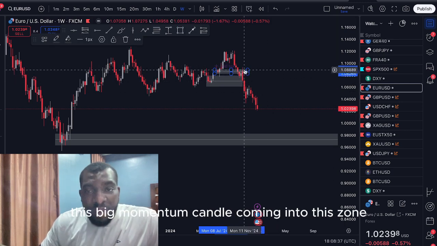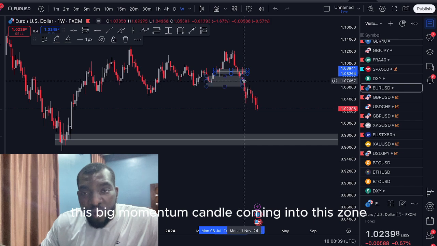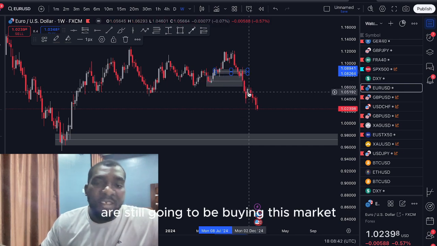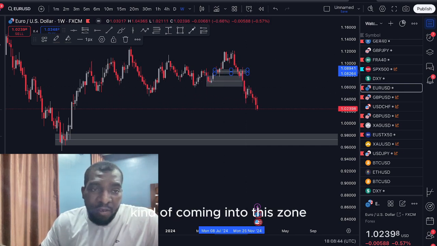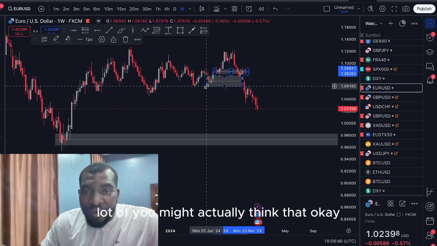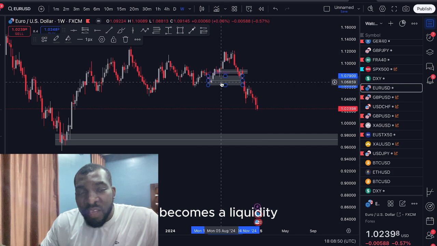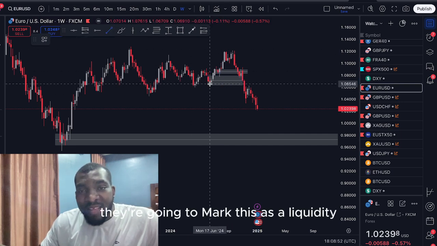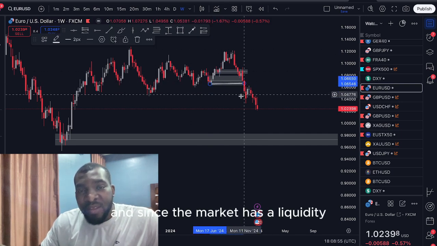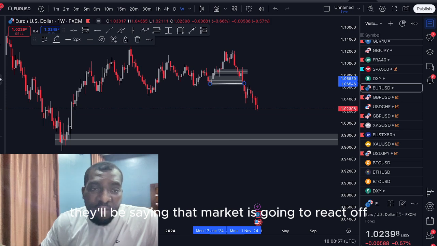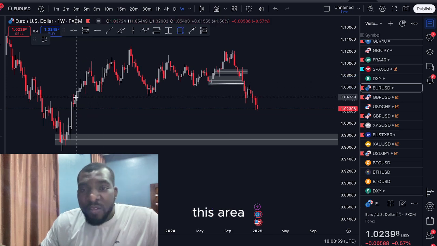We could see this big momentum candle coming into this zone, and a lot of people are still going to be buying this market, and still we see this big momentum candle coming into this zone. A lot of people might actually think that, okay, since market has taken this area, here becomes a liquidity, they are going to mark this as a liquidity, and since they mark this as a liquidity, they'll be saying that market is going to react off this area.